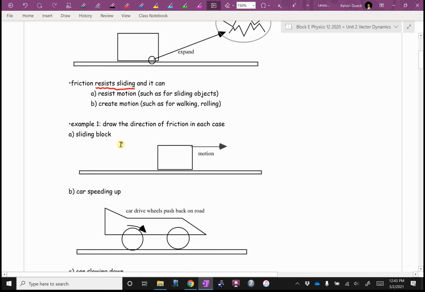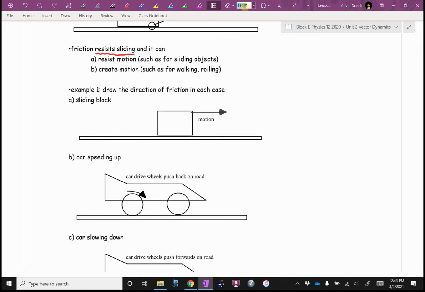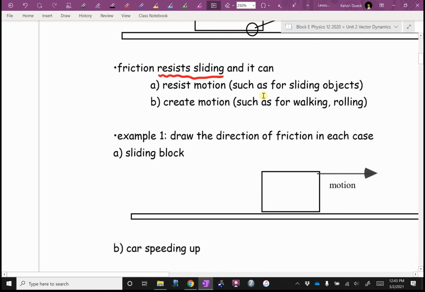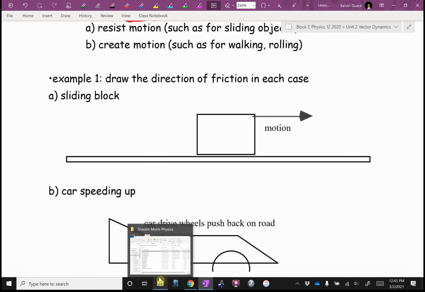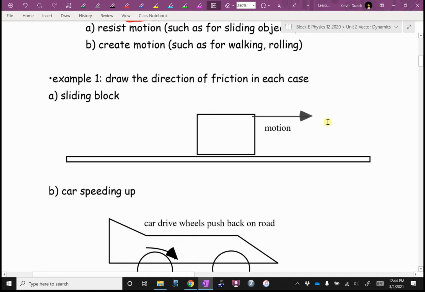So example 1 says, draw the direction of friction in each case. Situation number 1 is a sliding block. There's a slight typo here. These notes were typed up in Word 1995 for Mac. They're old, and the diagrams are slowly deteriorating. And so that little white space between the blocks and the box and the floor should not be there. Sorry, I can't fix it right now. Anyways, so imagine that gap isn't there.